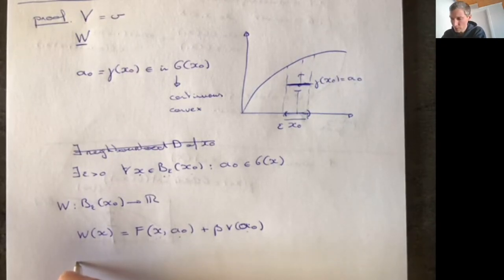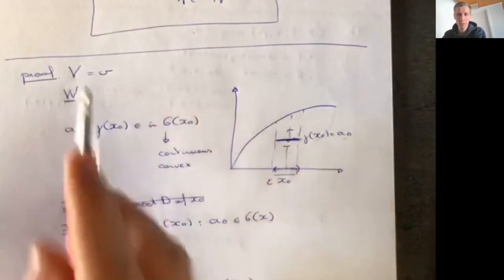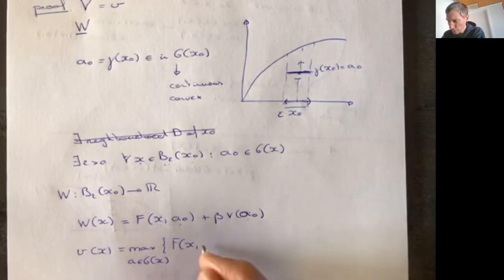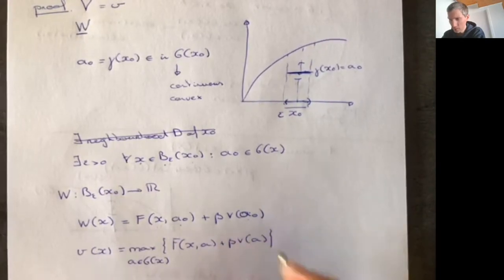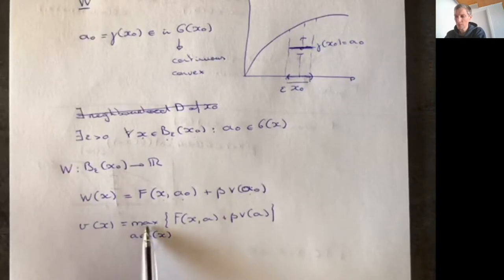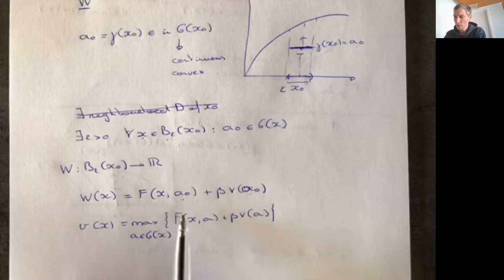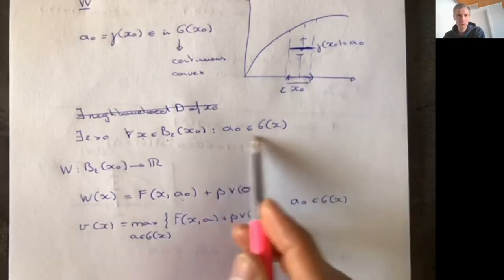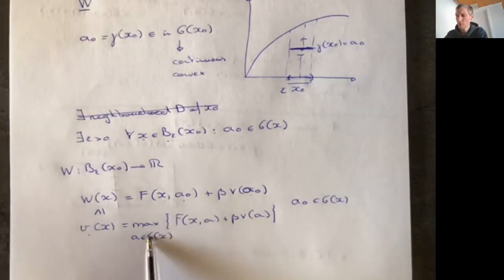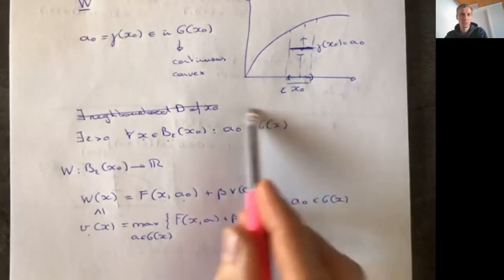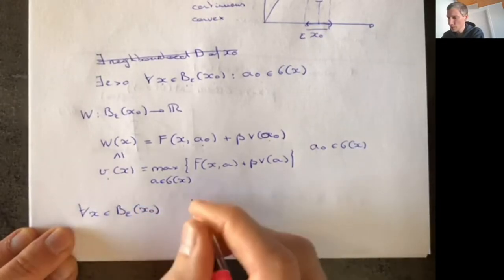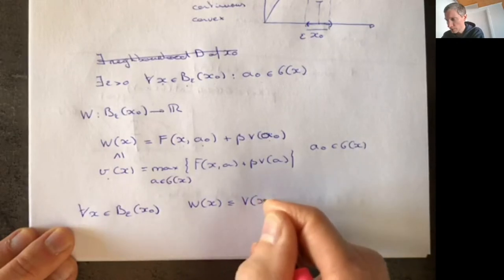Okay, so if you compare this to v of x, which is the value function, this is equal to the maximum over a in g of x of f of x, a plus beta v of a. So w keeps a0 fixed at the optimal value at x0, while v takes the maximum over all feasible actions. So because a0 is in g of x, I know that w will be less or equal to v. This is the optimal one and this is a feasible one. So I know that for all x in the ball of radius epsilon around x0, w of x is less or equal to v of x.